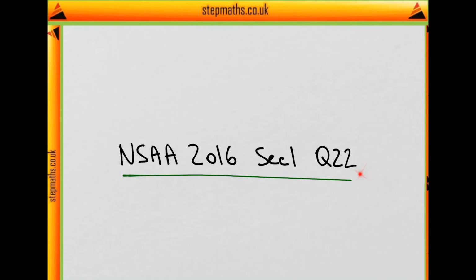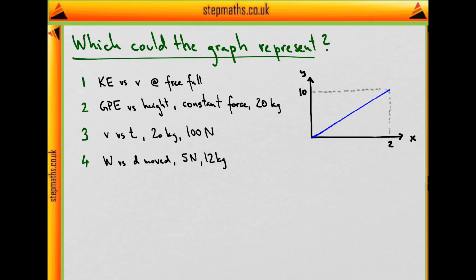In this video, we'll look at question 22 from the 2016 exam. So in this question, we get given a graph. We can see it's a linear function, and we know the values of 1 point, which is 2 and 10 in some units. We are supposed to say which of the 4 following scenarios could the graph represent, which of the 2 variables could be on the y and the x-axis.